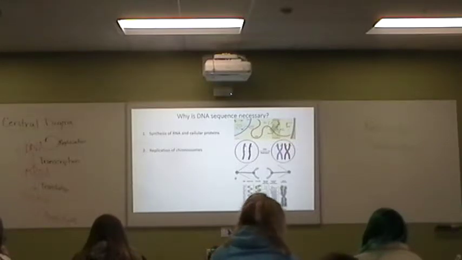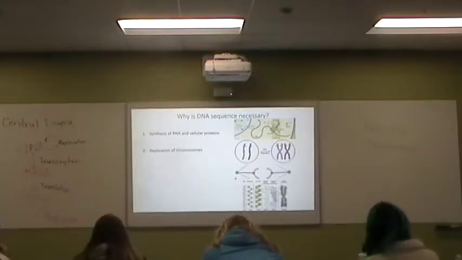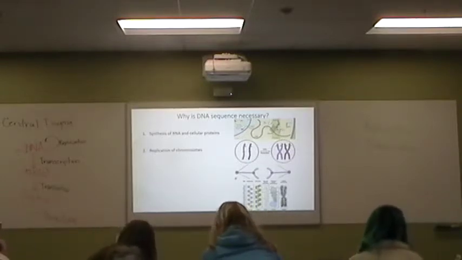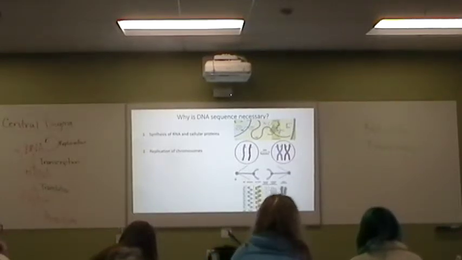Again, without DNA, as we just talked about, we cannot replicate chromosomes. If we can't replicate chromosomes, we can't make new cells through mitosis, and we can't make gametes through meiosis, right? Both of those processes require us to replicate chromosomes first.